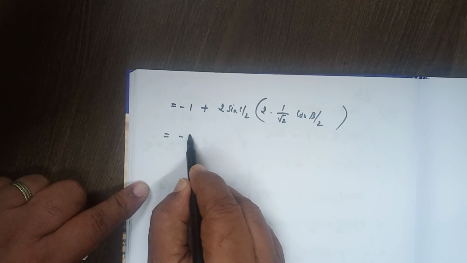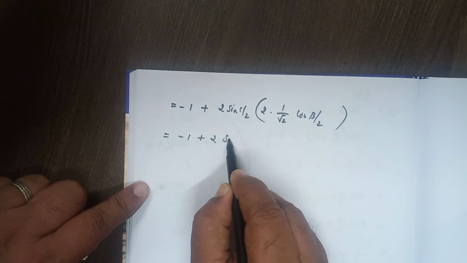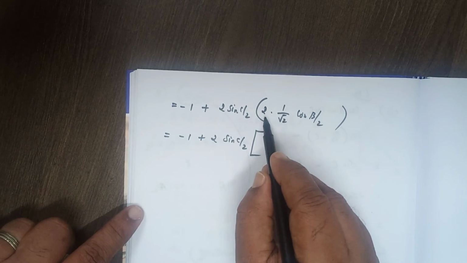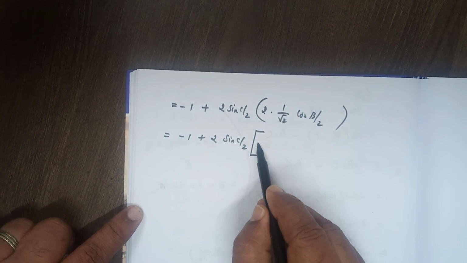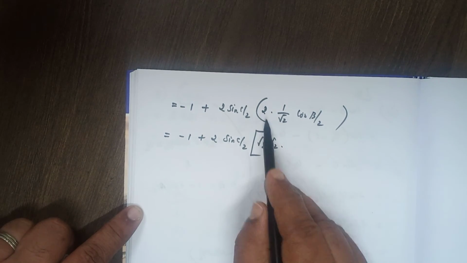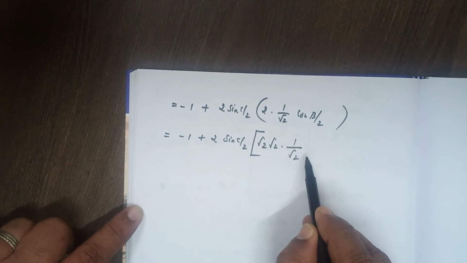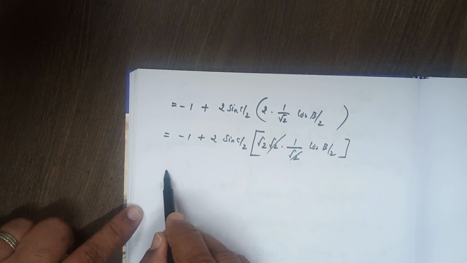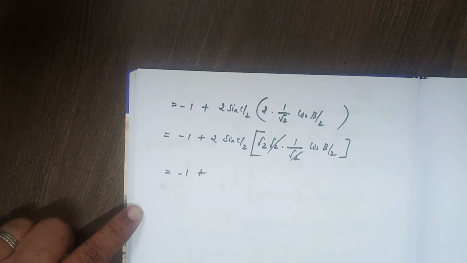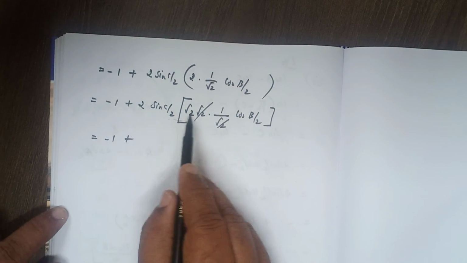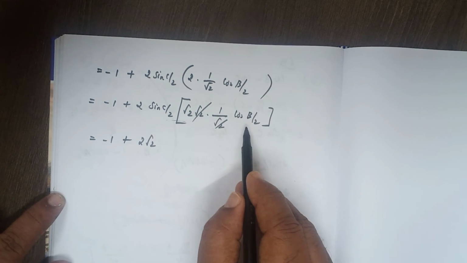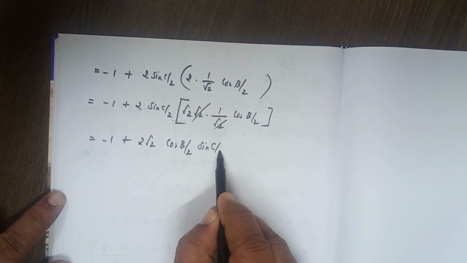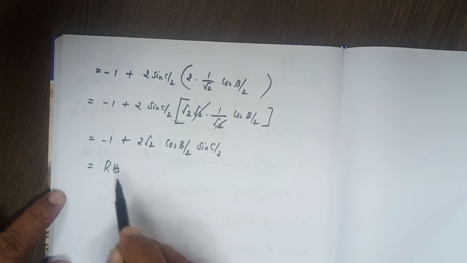That is equal to minus 1 plus 2 into sin c by 2. We can rationalize the denominator, or else 2 can be written as root 2 into root 2. 2 itself is root 2 into root 2, and 1 by root 2 as it is, cos b by 2. One root 2 gets cancelled, that is equal to minus 1 plus, here 2, here root 2, that is 2 root 2 into cos b by 2 sin c by 2, that is equal to RHS.